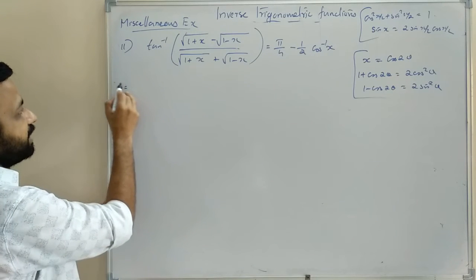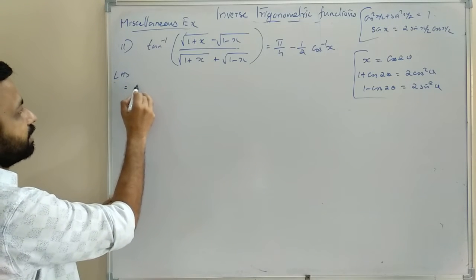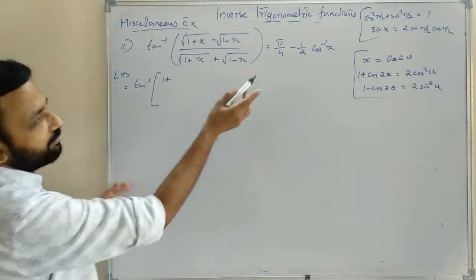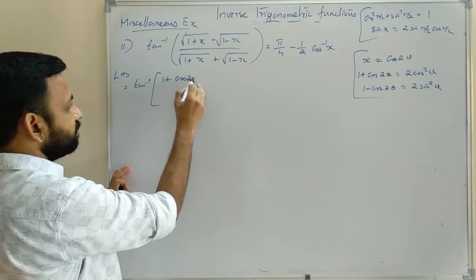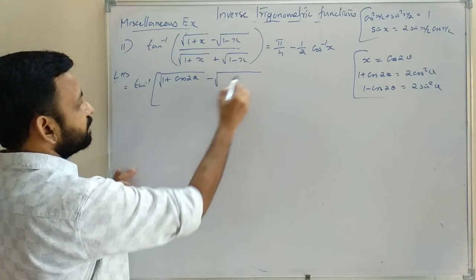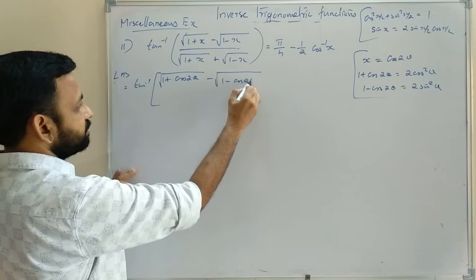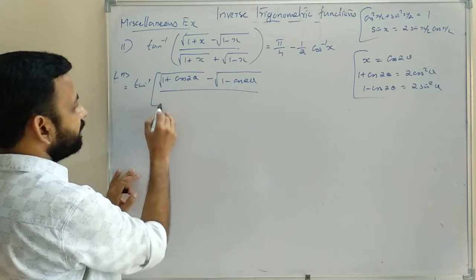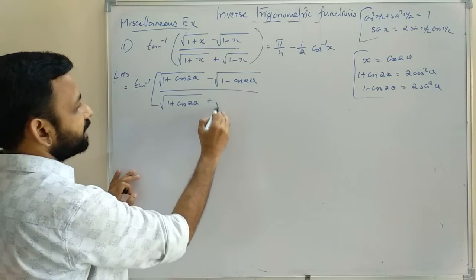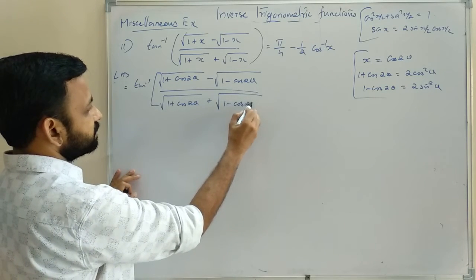So that is equal to LHS: tan inverse, in bracket, under root 1 plus, we can replace x by cos 2 theta, 1 plus cos 2 theta, minus under root 1 minus cos 2 theta, divided by under root 1 plus cos 2 theta plus under root 1 minus cos 2 theta.